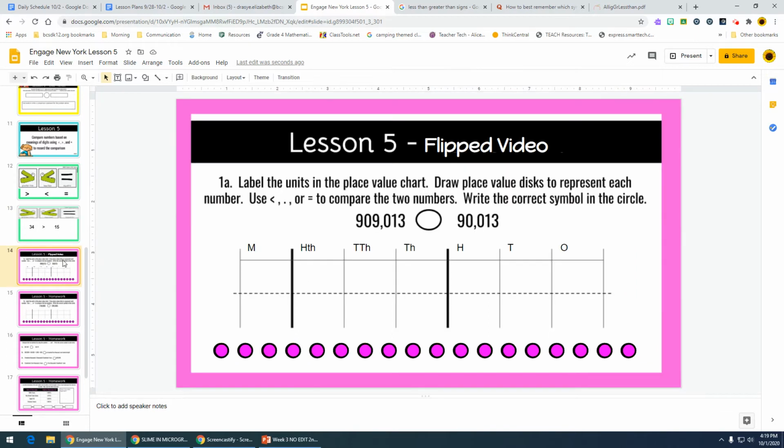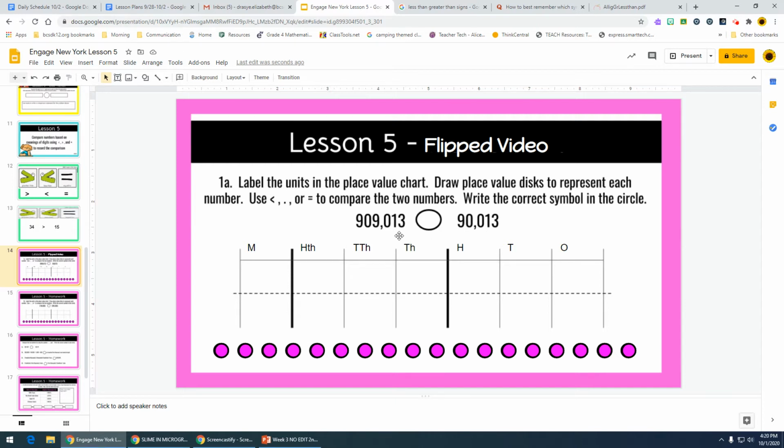In our module books, we are going to be using a place value chart in order to compare numbers. I know the directions say to use a disc, but for today's lesson, we're just going to write the digits in each one of the place values. So for example, I have 909,013. And I also have the number 90,013. And I want to figure out which number is larger.